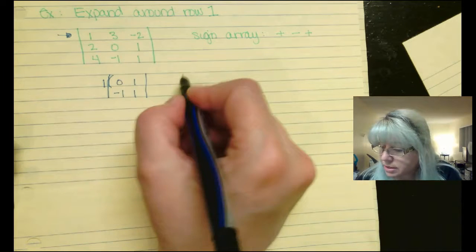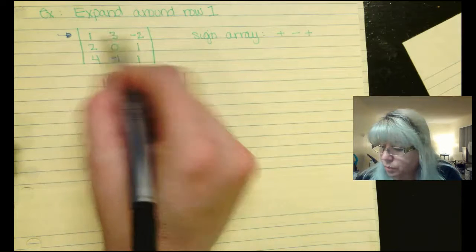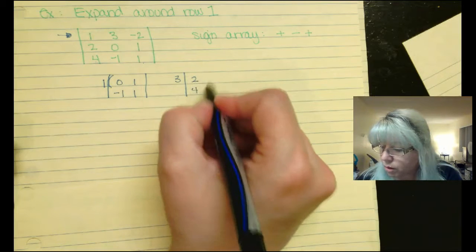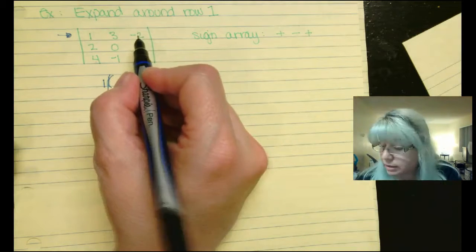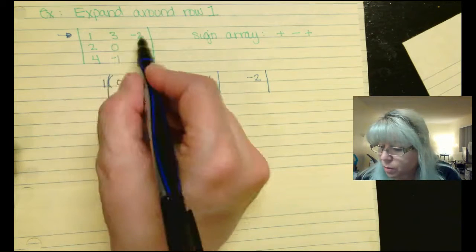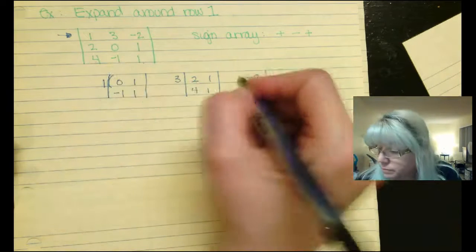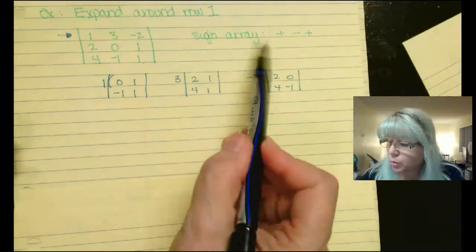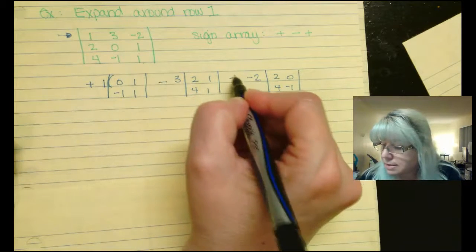Our second element, 3, its minor is, if we take out the row and take out the column, it leaves 2, 4, 1, 1. Third element in row 1 is negative 2, and its minor, if we take out that row and that column, that leaves 2, 4, 0, negative 1. And now we use the sign array to connect all of them. Plus, minus, plus.